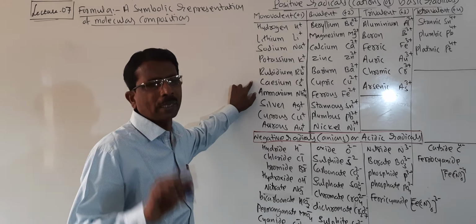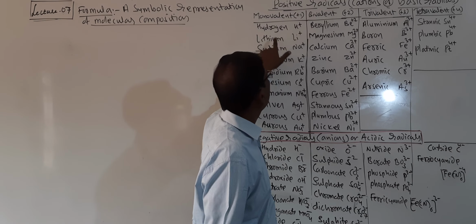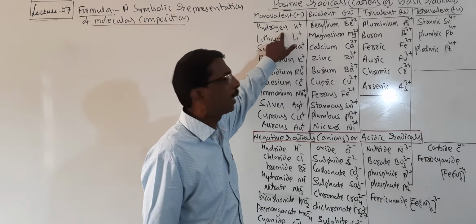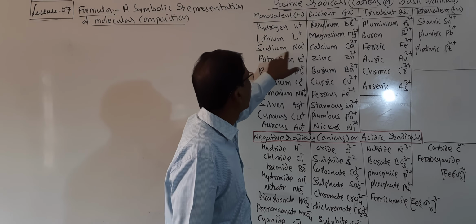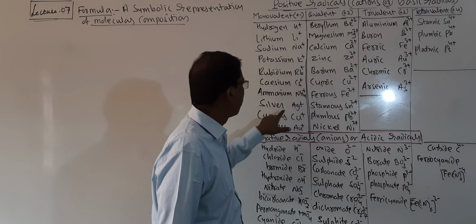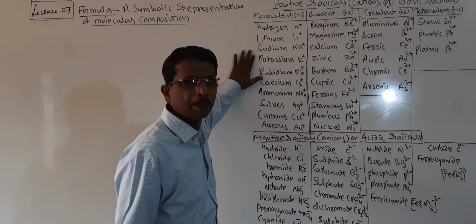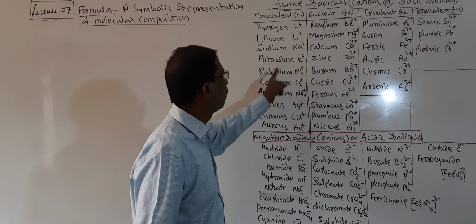Monovalent, mono means single. Monovalent means plus 1: hydrogen ion plus 1, and lithium, sodium, potassium, rubidium, cesium, ammonium, silver, and cuprous. I have written all the ions by name here: potassium ion, rubidium ion, cesium ion, ammonium ion, silver ion. Listen carefully.